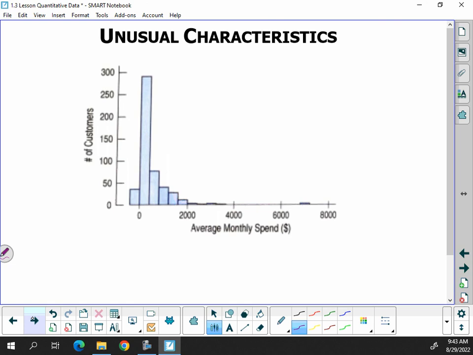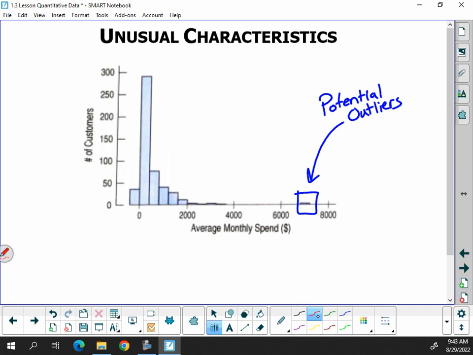When we talk about unusual characteristics, we'll look at a few things. We'll look at potential outliers. Outliers are data points that are really far from the rest of them. So in this picture, that is a potential outlier. We have a way to calculate whether or not it is an outlier, which we'll talk about later, but right now we'll say it's a potential outlier.